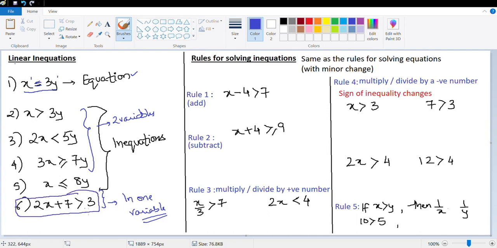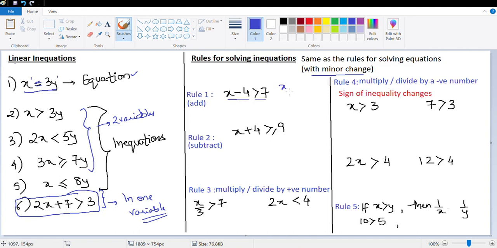Let's move on. Now, how to solve linear inequations? Exactly the same way that we solved equations. Exactly the same way, but there are minor changes. As and when the changes come, I'll let you know. So let's look at one of the first ones. If I have an inequation which is x minus 4 is more than 7.